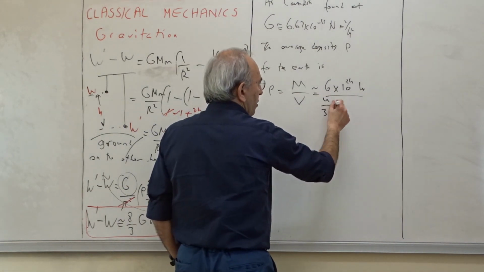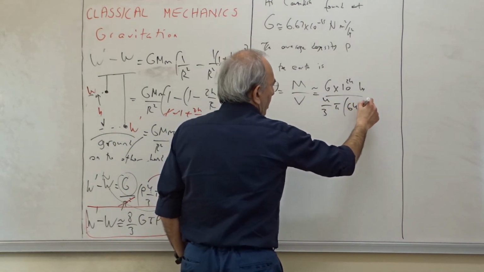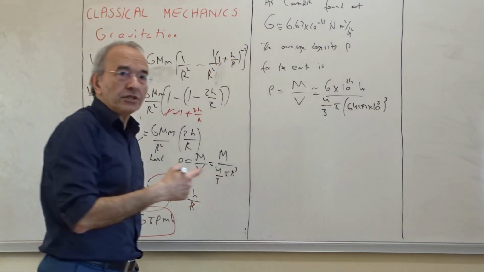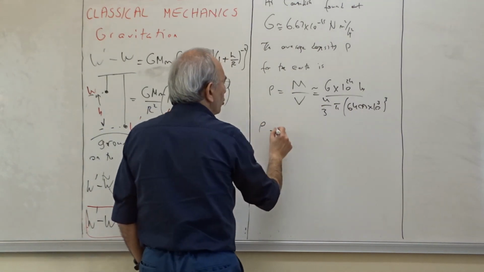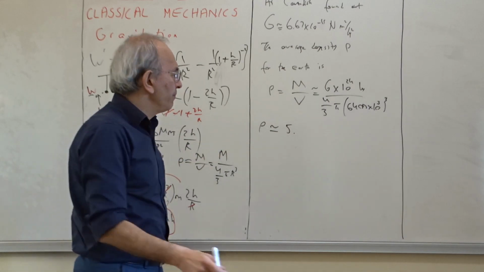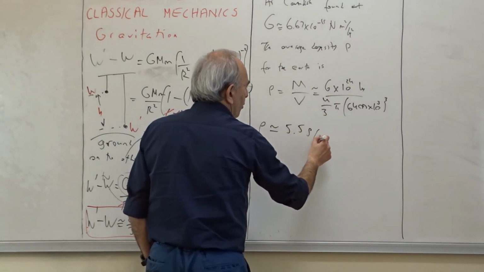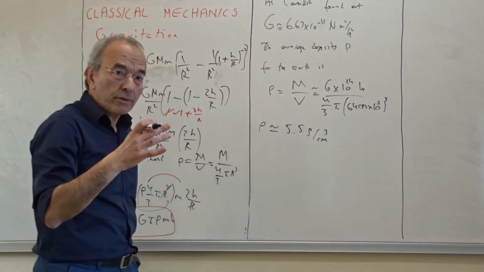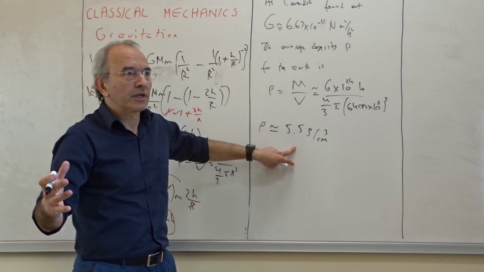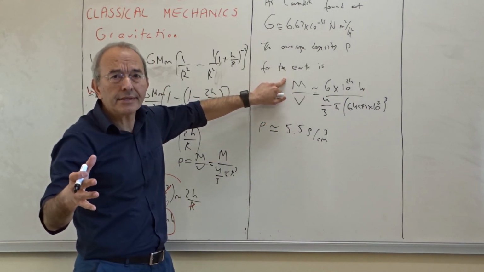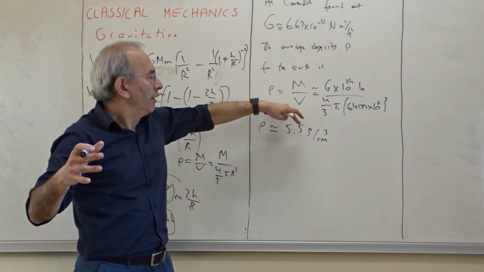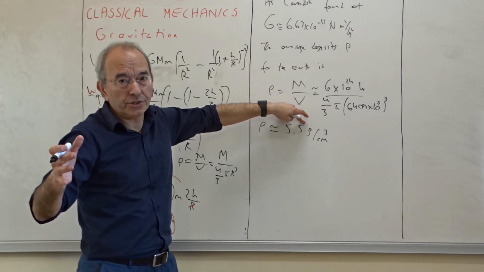So 4 over 3 pi and 6,400 kilometers cubed. At the end of this simple calculation, rho turns out to be, converted to gram per cubic centimeter, although not an SI unit, 5.5 gram per cubic centimeter. It is more than 5 times denser than water. The average mean density of the Earth is more than 5 times larger than that of water.